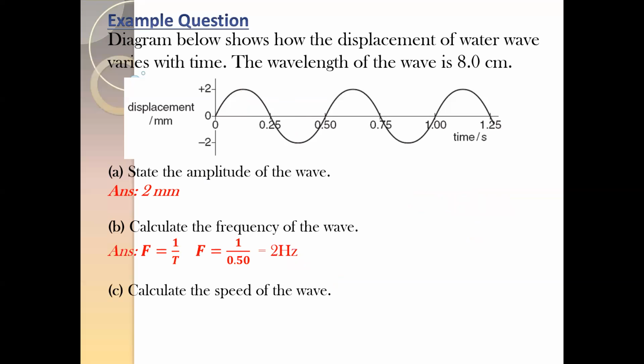And then calculate the wave speed. We have the formula v = f λ. Because the wavelength is given in centimeters, our final answer is in centimeters per second. If the wavelength was in meters, then our final answer would be meters per second.